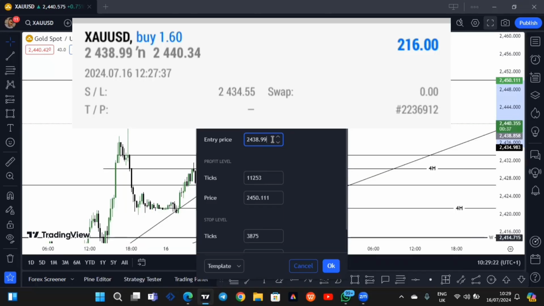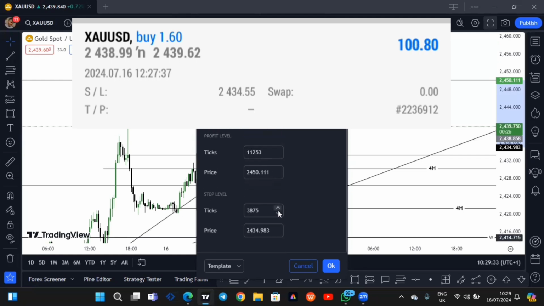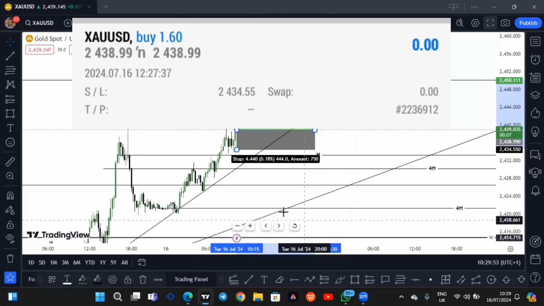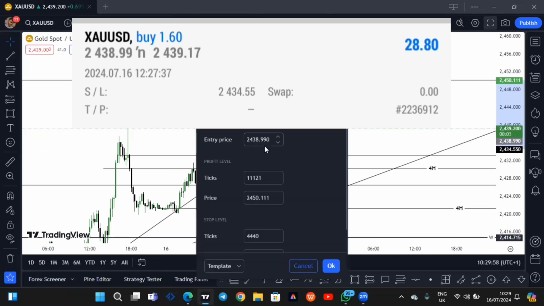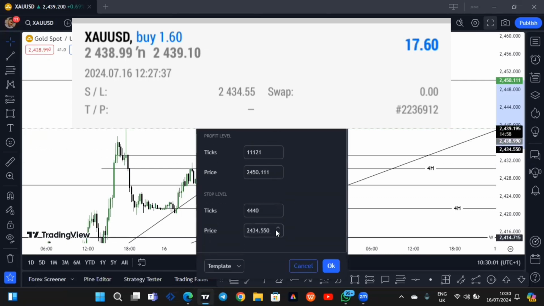Now my stop loss on my MetaTrader 5, this is my stop loss price here, 2434.55. 2434 points 55. The distraction is just too much. Okay, that's it. So the entry is 2438.99, and the stop loss is 2434.55.